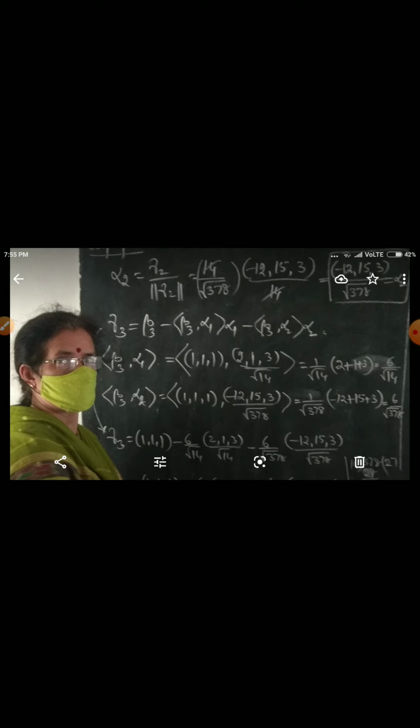Once again, beta 3 is (1, 1, 1). What is alpha 2? (Minus 12, 15, 3) divided by the square root of 378. That is equal to 1 by square root of 378. And then once again, what is the dot product? 1 into minus 12, minus 12. 1 into 15, 15. Next 1 into 3, that is 3. Whole divided by root 378. That is equal to 6 by square root of 378.